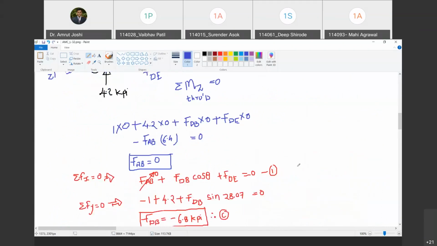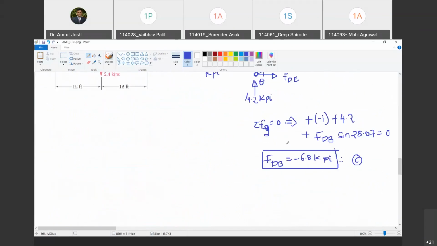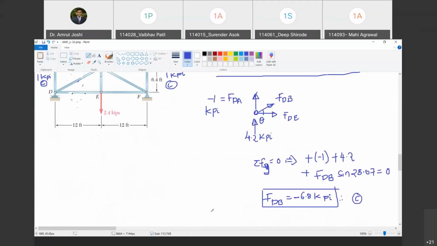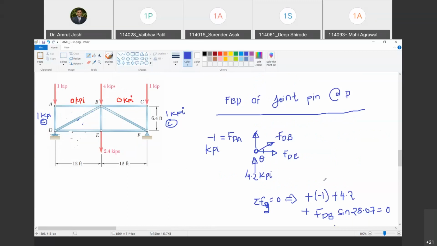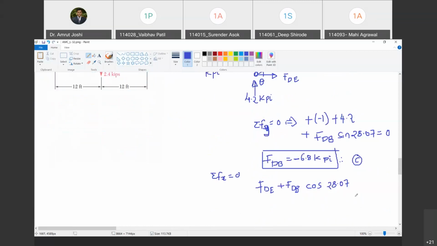Are you with me? Okay. Now what is the next thing to do? We now apply summation Fx equal to 0. So can you tell me what is the expression summation Fx equal to 0? You are going to have FDE positive, plus FDB cos of 28.07. This must be equal to 0.